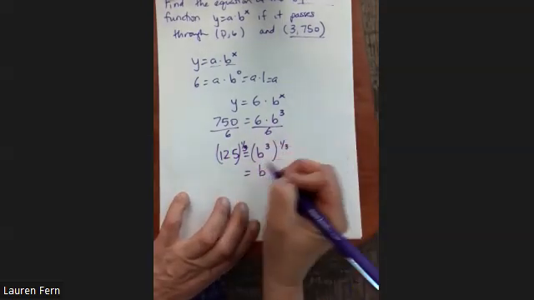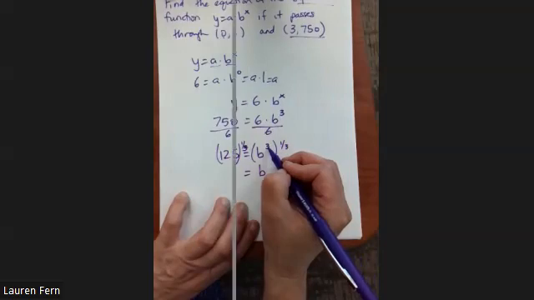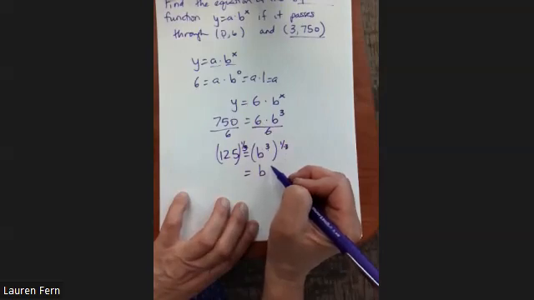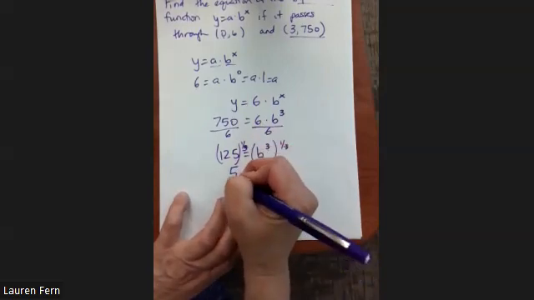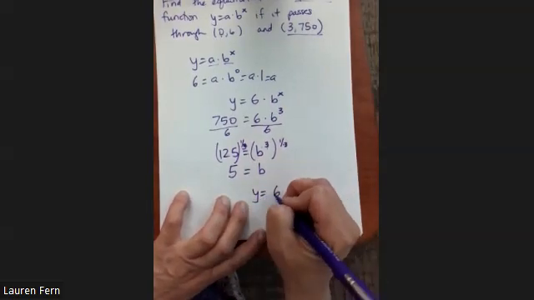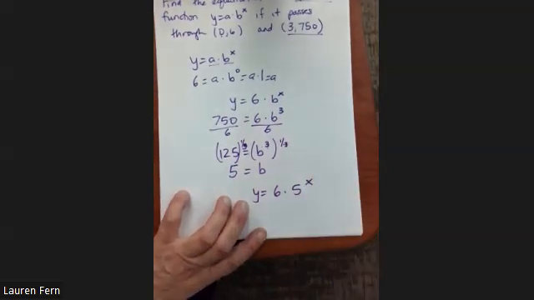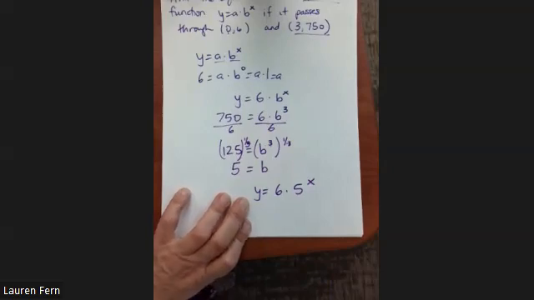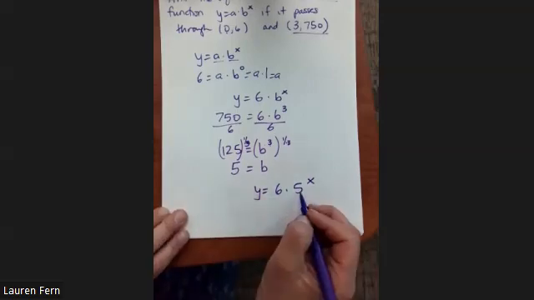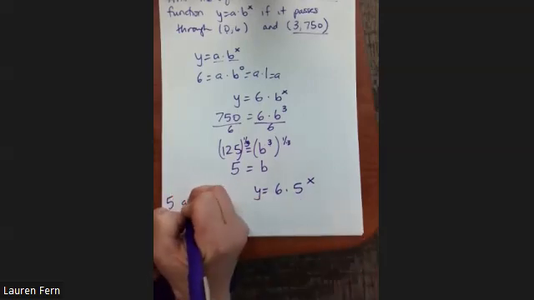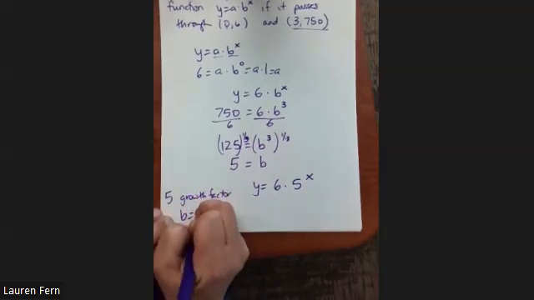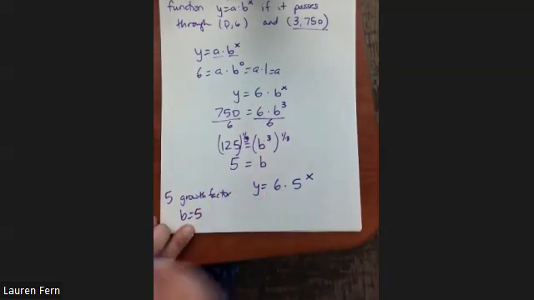And I claim, notice on my right, when you raise something to a power raised to another power, you multiply your exponents, and 3 times 1/3 is 1. And the cube root of 125, I'll tell you, is 5. So the equation of this exponential function is 6 times 5 to the x. So my base 5 is called my growth factor. That's my b. What I want to know is, what is your growth rate?